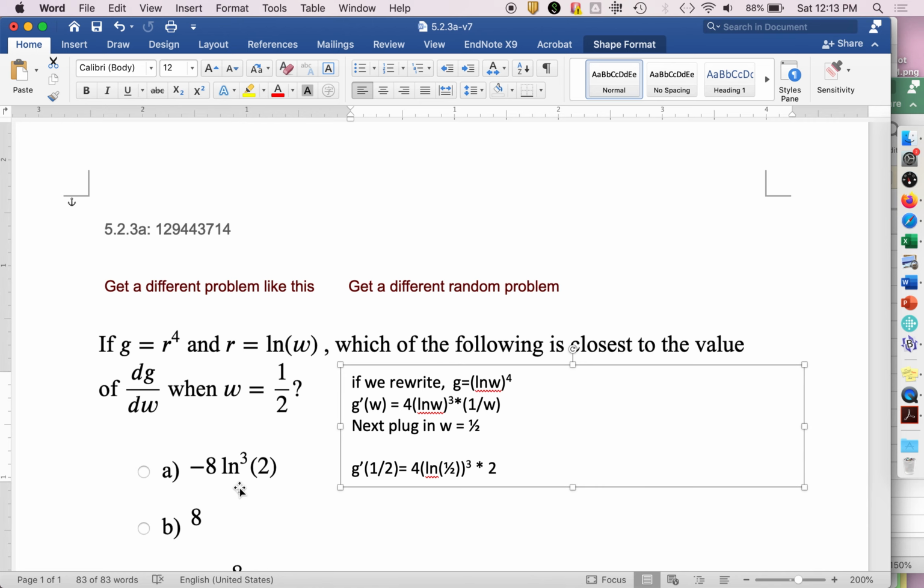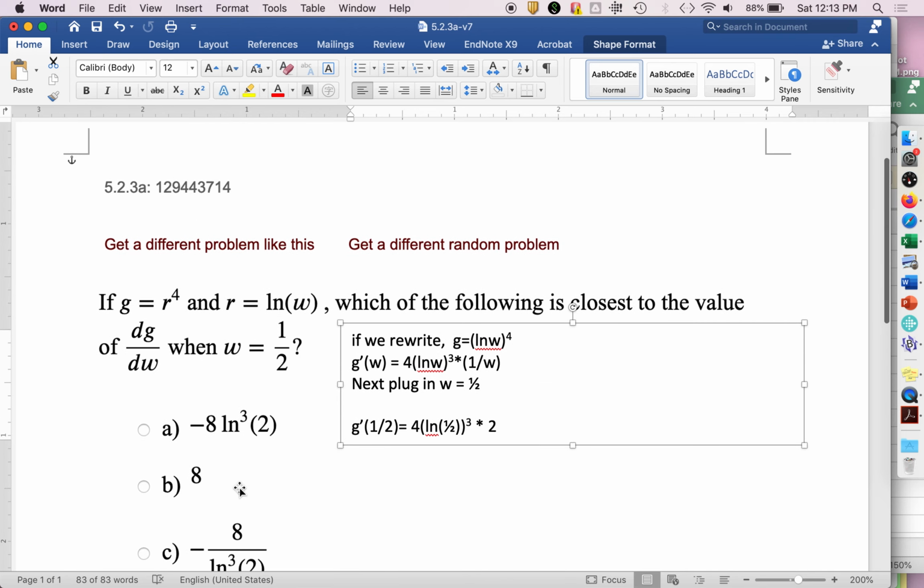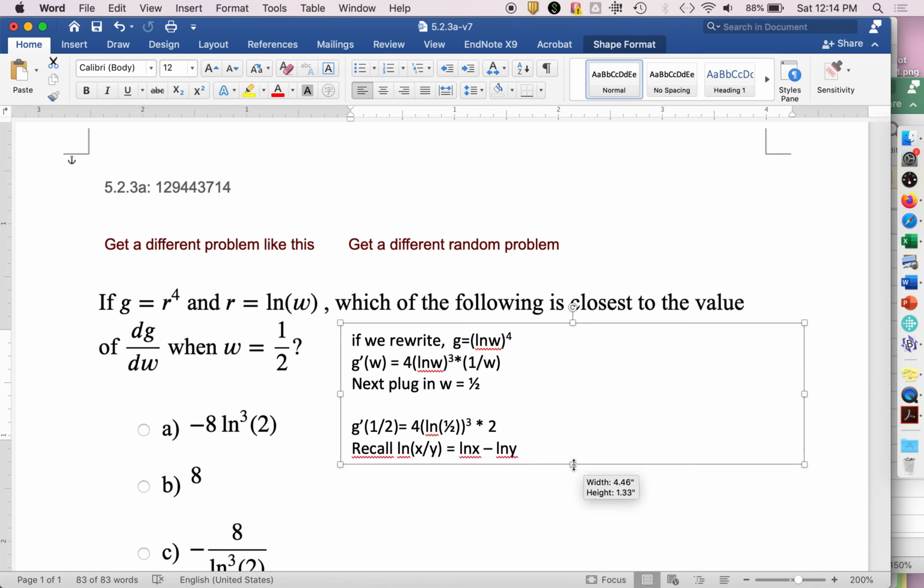Okay, now that is not listed, right? So what I would want to do next is look at natural log of 1/2 and see if I can modify that somehow. Remember our 3 little rules of logs? I had them on the previous page. The second one said if I have a natural log of a fraction, I can make it the natural log of the top minus the natural log of the bottom.